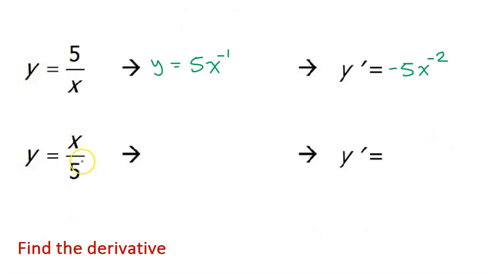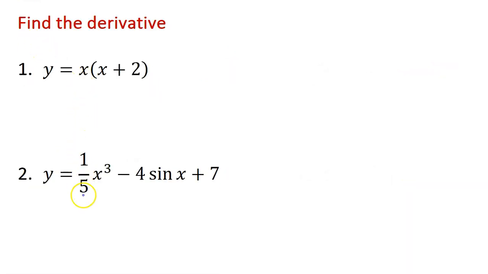For x over 5, we are not going to write 5 to the negative 1 power. We are going to recognize that x is like 1x. And notice that here we have basically a constant of 1 over 5 in the front. So x over 5 is equivalent to 1/5 x. And the derivative of a constant times x is just the constant. Again, because you can just bring the constant down, and then the derivative of x is 1. Let's practice taking the derivative of some functions that have more than one term.